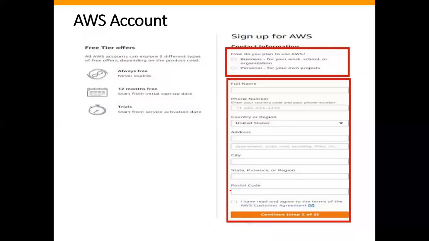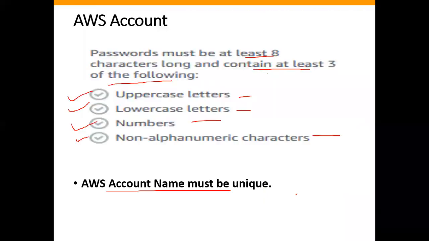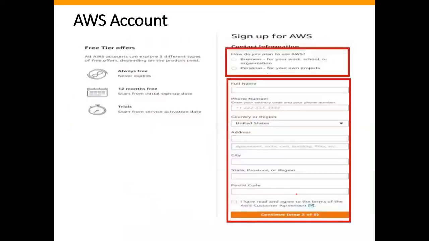Now, when you click on continue, you'll come to the second page. Here you can see the free tier offer, which we discussed in our previous session. We get a 12 month free trial period.